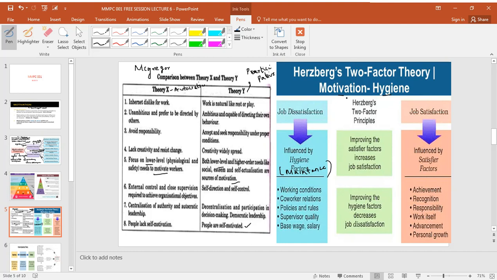And if motivational factors are there, that means job satisfaction is there in the organization. If hygiene factors are at a satisfactory level, that means it can reduce the job dissatisfaction, but it cannot increase the job satisfaction. So it is not contributing to the job satisfaction, that is the hygiene factors.